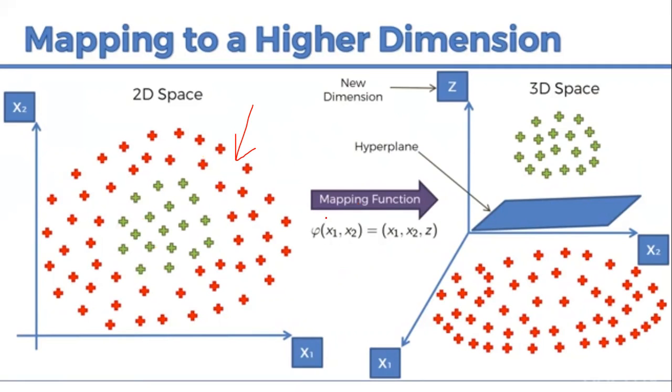So I can apply any mapping function. Currently my data is in two dimensions, x1 and x2. I want to add a third dimension, z, so that all of the green points are clearly separable from the red points, right? The red points lie in the x1, x2 plane, but all the green points have some positive z value, and I can draw a hyperplane like this, which can clearly separate these two data classes.